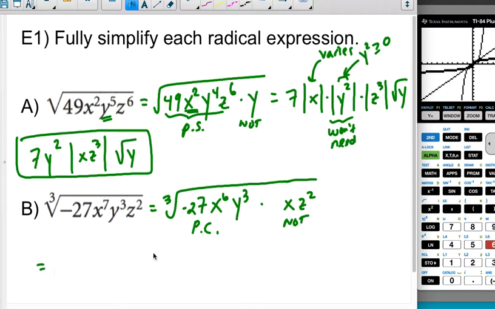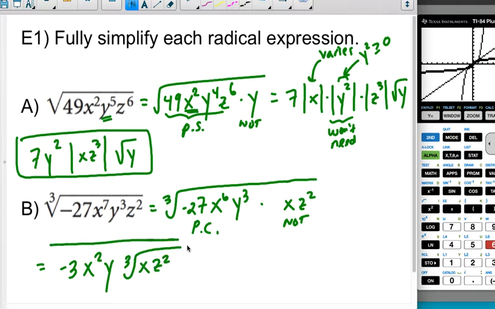So when I do that, out of my perfect cubes, the cube root of -27 is -3. The cube root of x to the sixth is going to be x squared, because x squared times x squared times x squared would give you x to the sixth. And the cube root of y to the third is going to give me y. What's left in the cube root is an x and a z squared, because they couldn't make it out of the cube root. Notice I don't need any absolute values because odd roots don't require a non-negative output.